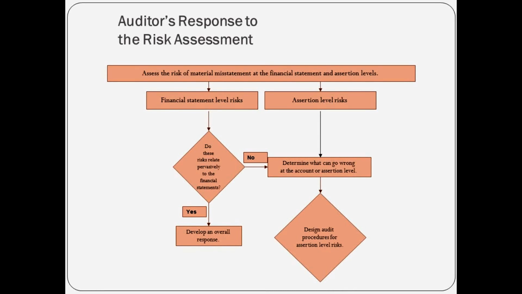If the answer is no, you determine what can go wrong at the account or assertion level. And that's a part of what goes on as well in this brainstorming session via SAS 99. It's for everyone to kind of get together. And remember, we audit in cycles. So we look at the revenue process, the expenditure process, and the assertions related to each of those. So if the auditor determines that it's not a pervasive problem, then let's look at what could go wrong at the assertion level and then design the audit procedures at the appropriate levels.